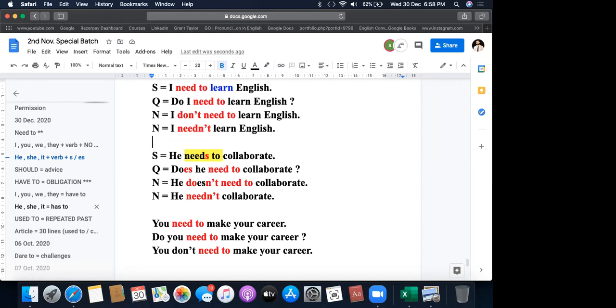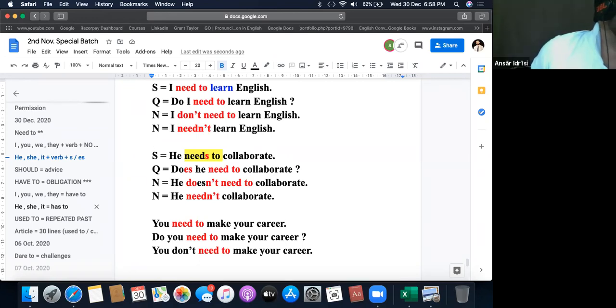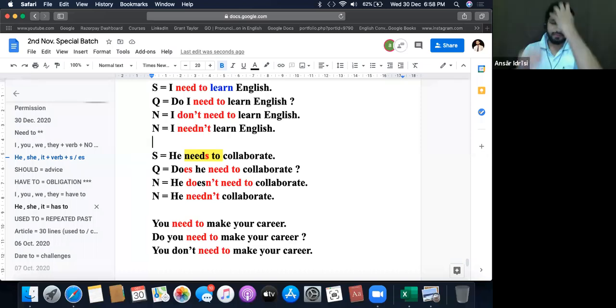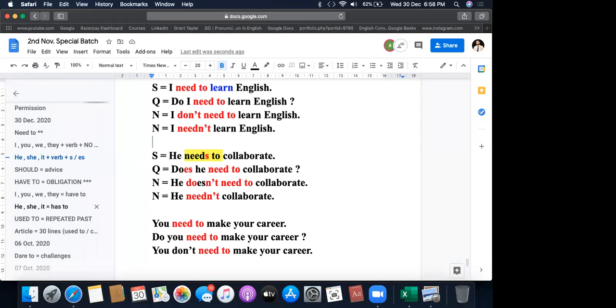Yes. You need to run fast. Do you need to run fast? You don't need to run fast. Good. Next. You need to learn more. Do you need to learn more? You don't need to learn more. Very good. Make a sentence with you. You need to manage. Do you need to manage? You don't need to manage.